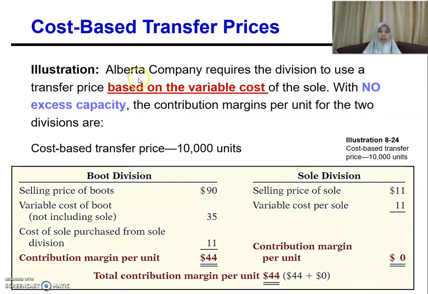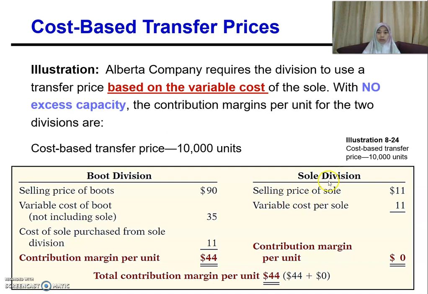Okay, using the same example, Alberta Company requires the division to use a cost-based transfer price. Now, you use the cost-based transfer price instead of the negotiated transfer price. You use the variable cost of the sold as the basis. Now, with no excess capacity, the contribution margins per unit for the two divisions. Now, you have 10,000 units. You have the boot division and the sold division just now. You base it on the variable cost.